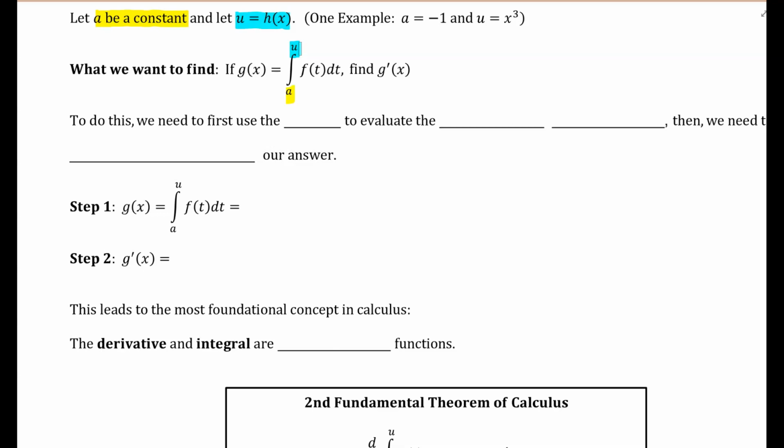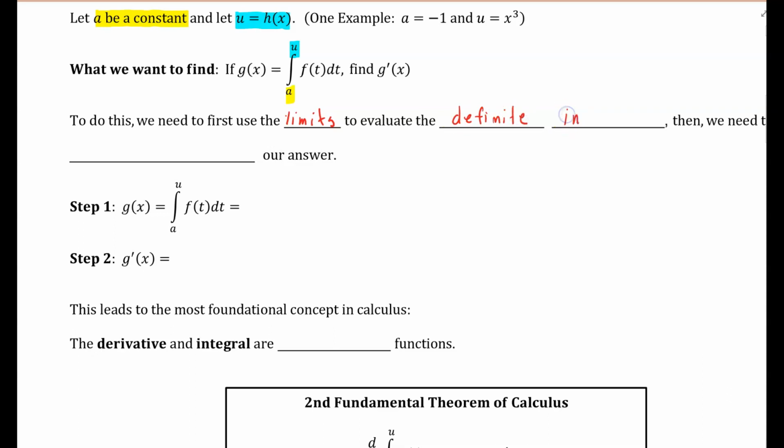So here's what we want to do. Again, we want to differentiate functions defined by integrals. So if I have a function g of x and it's the integral from a to u, some function up here in your upper limit, of the function f of t dt, we want to find g prime of x. So in order to do this, we need to use the limits in order to evaluate the definite integral.